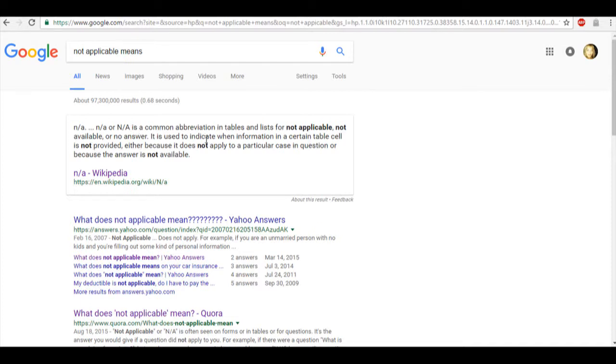it means, it is a common abbreviation. N/A is a common abbreviation in tables and lists for not applicable, not available, or no answer. In fact, the doctor tells you, oh, it's nothing, you don't have anything, just move on. Oh, I'm going to get into this. Anyway, let me keep focus on this right now. It is used to indicate when information in a certain table cell is not provided, either because it does not apply to a particular case in question or because the answer is not available.